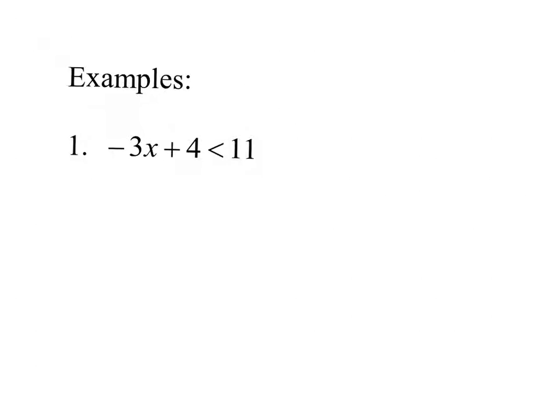Example number 1 gives us negative 3x plus 4 is less than 11. So we want to try to get x by itself. The first thing I'm going to do is subtract 4 from both sides. So I get negative 3x is less than 7. Then divide by negative 3. If I divide by a negative, I have to flip the sign, and I get negative 7/3. So my answer would be x is greater than negative 7/3.